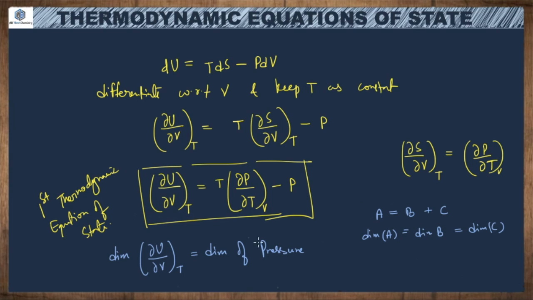If you represent it as pi, your equation becomes pi is equal to T del P by del T at constant V minus P. It's the same thing, I have just expressed it as pi. So pi has a dimension of pressure, and pi is nothing but del U by del V at constant T. Okay, so that was all about the first thermodynamic equation of state. Now let's see how it changes for different cases, like for ideal gas and real gas, what the changes in the values will be. So let's look at that.